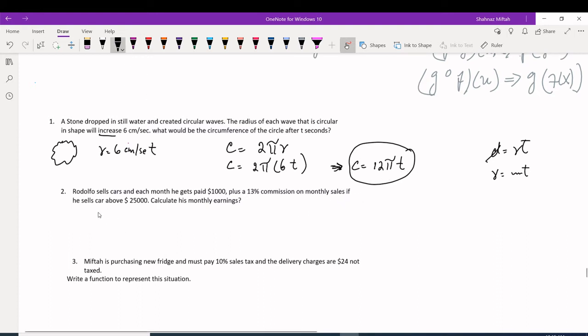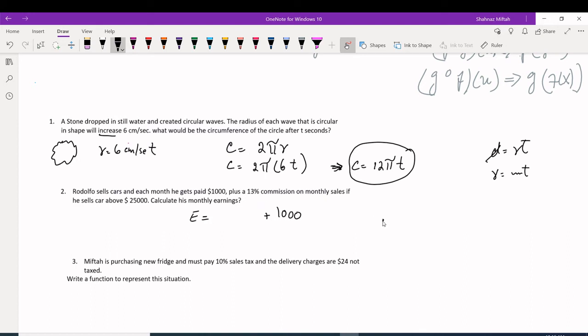Next, Rodolfo sells cars, and each month he gets paid $1,000. So he gets paid $1,000, and this is a fixed amount, plus 13% commission on monthly sales. If he sells cars above $25,000, calculate his monthly earning. So I'm calculating total monthly earning. That's the amount that he gets paid no matter what. That's his monthly payment, plus 13% commission.